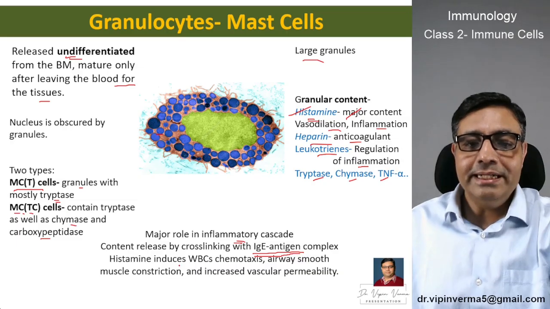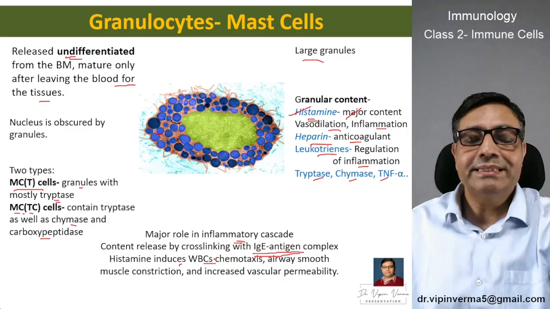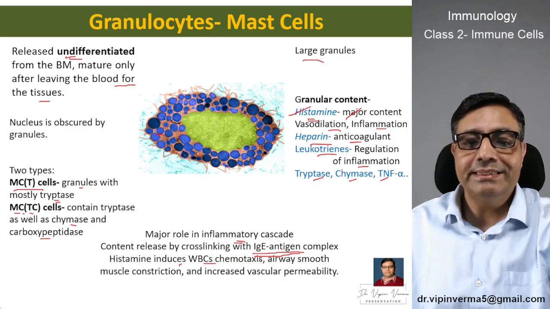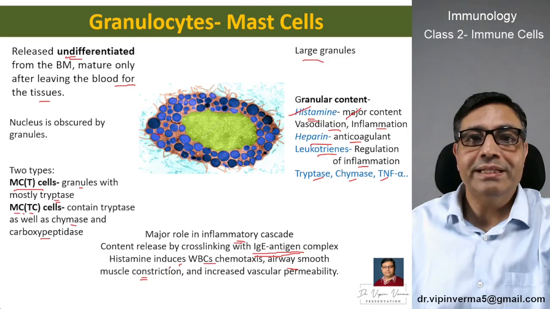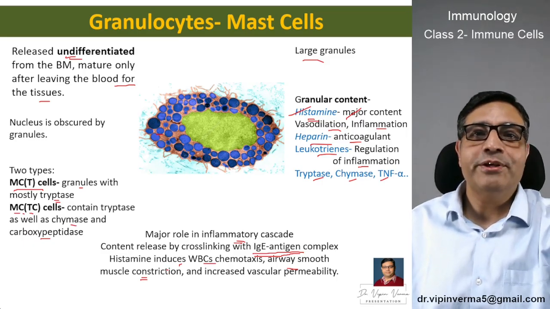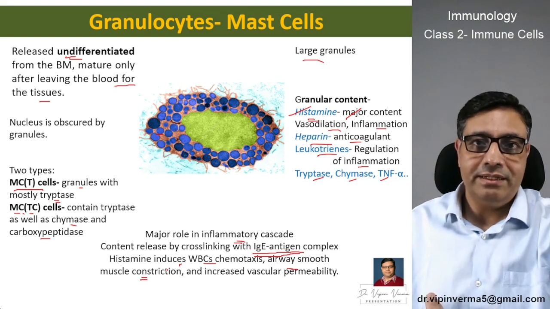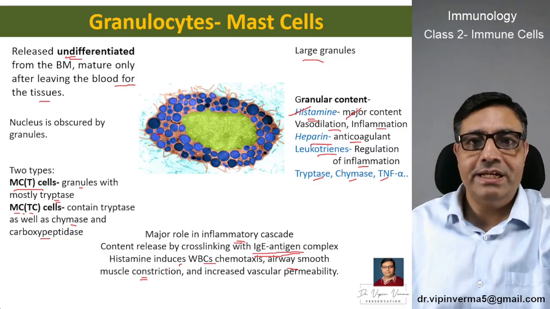This histamine induces WBC chemotaxis. That means the other leukocytes come to the site where there is a release of the histamine. Then airway smooth muscle constriction. The airway smooth muscle constriction happens particularly when there is bronchitis, and in case of bronchitis the feeling comes like somebody is strangulating your neck, your throat. It gives a very, very uncomfortable feeling.